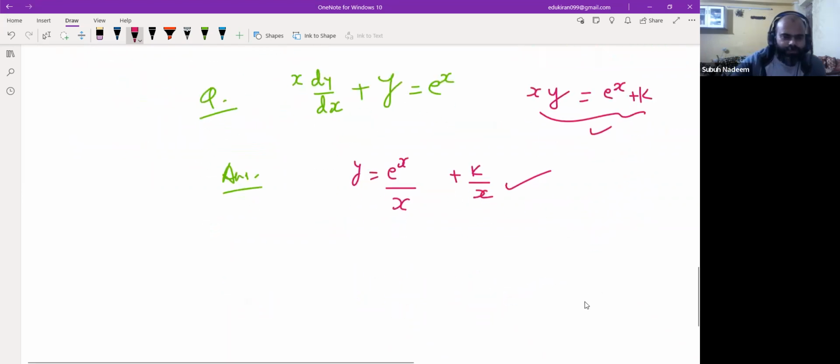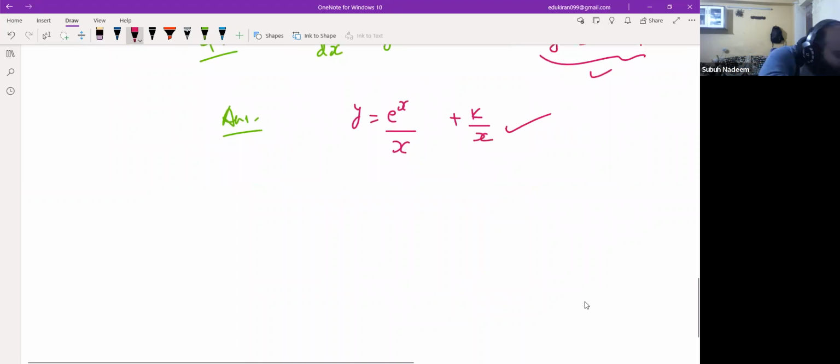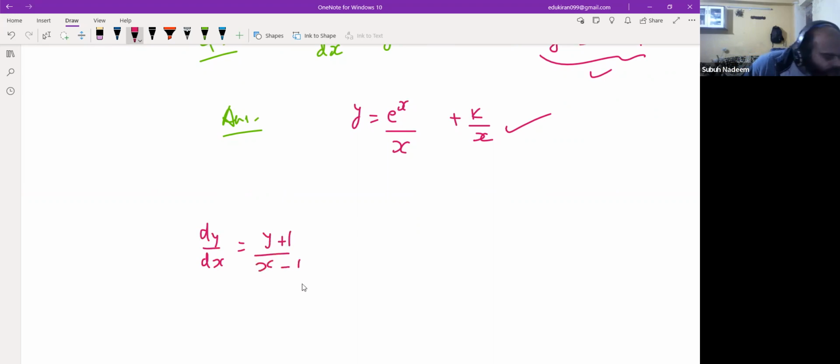Next one is number of solutions of dy by dx is equal to (y plus 1) by (x minus 1) when y(1) is equal to 2. What is the answer for this you are getting?